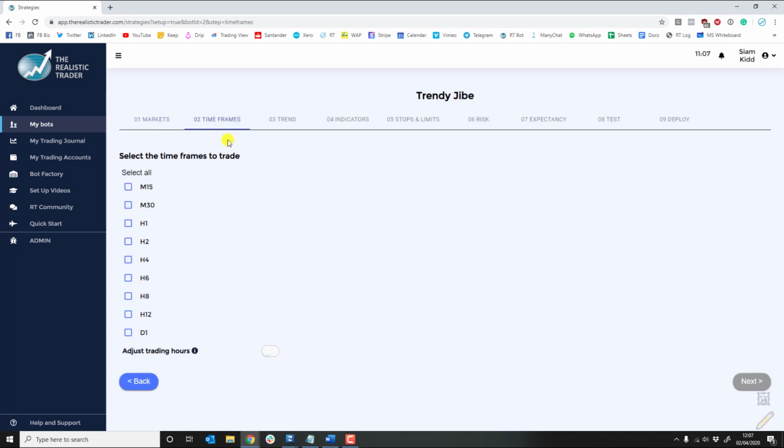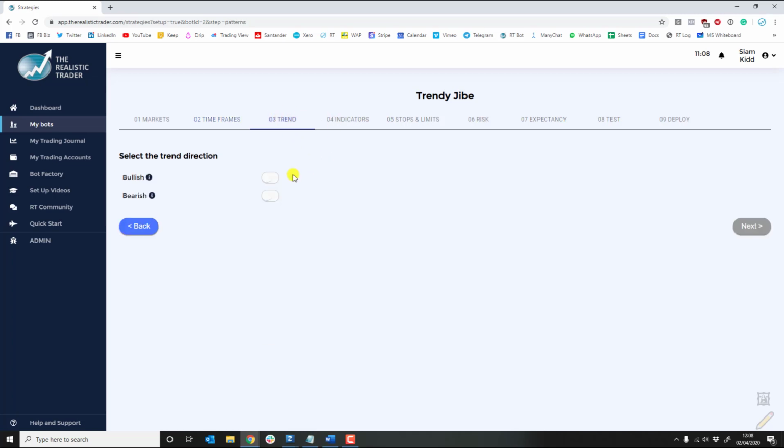Timeframes, you could click any one you wish, or all of them, but for this example, let's just use the 1 hour chart. So you wanted to have a bot running for just the 1 hour chart for some reason. Trend, I'd obviously do up and down. Indicators, click this. Basically, you need that.